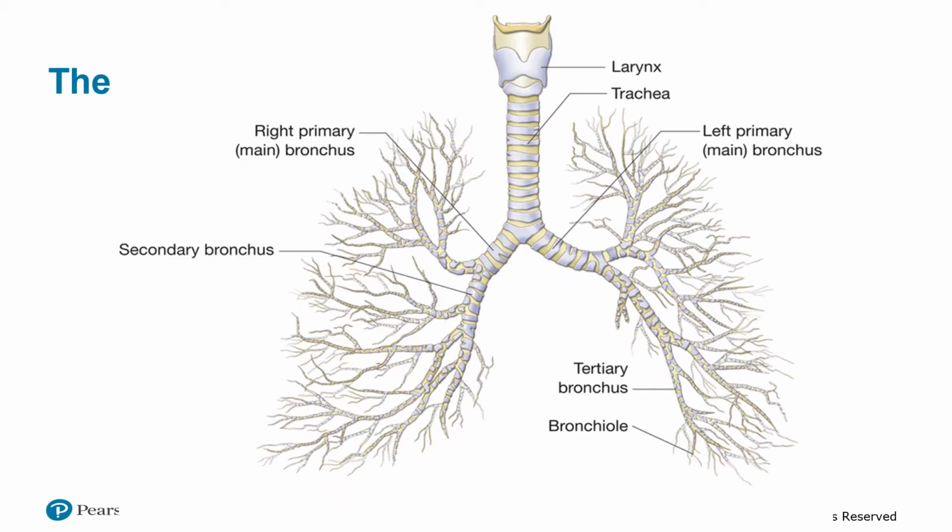Okay, so the upper or the lower airway, this is the right primary main bronchi, your left primary main bronchi, and then it goes into smaller bronchi and then bronchioles, where it terminates in the alveoli.